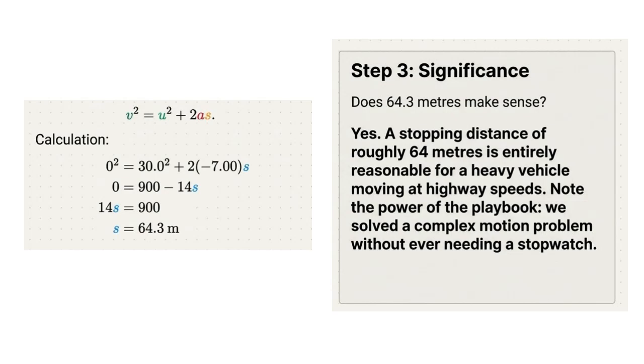Now that we've done the calculation, it's important to consider whether the stopping distance we found makes sense in a real-world context. A distance of about 64 meters is quite reasonable for a heavy vehicle traveling at highway speeds, which reassures us that our result is practical. This also shows the effectiveness of the method we used. It allowed us to solve a fairly complex motion problem accurately without needing to rely on direct timing measurements, like using a stopwatch. This approach is not only efficient, but also powerful for understanding motion in similar situations.